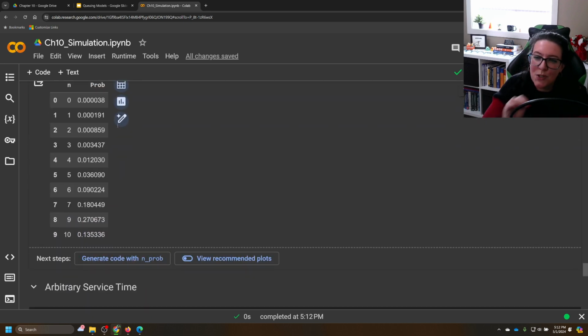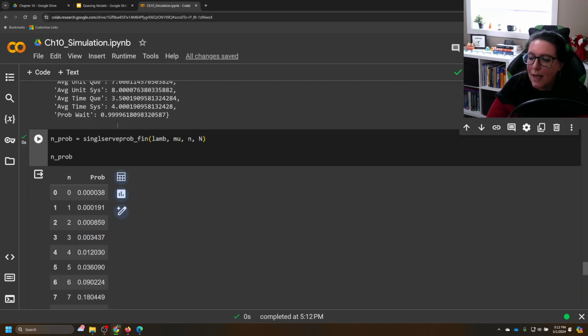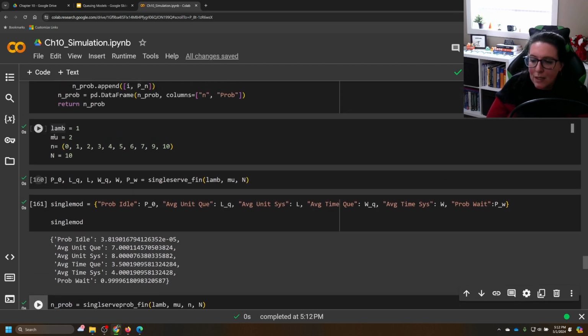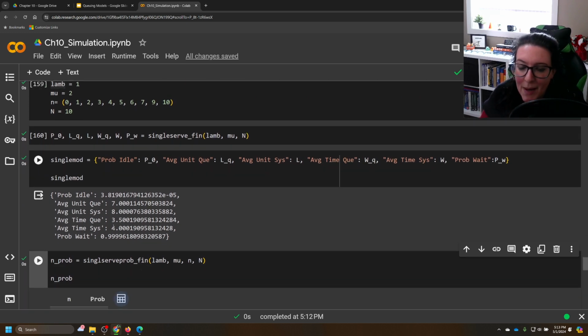Okay, so you can use this type of information if you can collect a key couple variables, lambda, mu, and in this case, the finite size of the population, we can get a lot of information to help us make decisions for our organization.